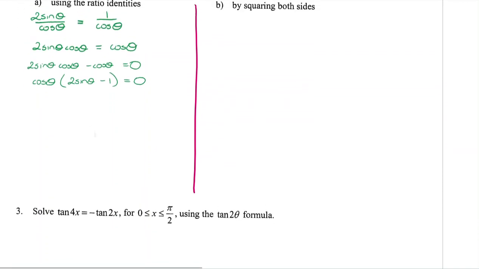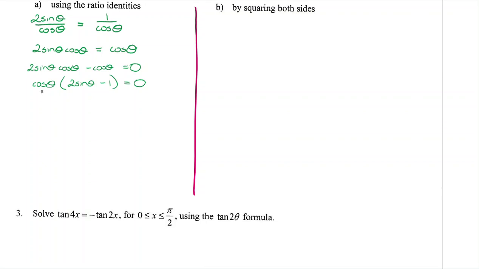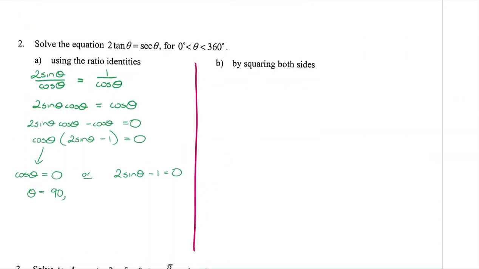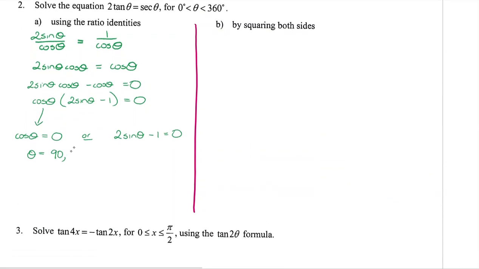Okay, so using null factor, I'm either going to get solutions from this cos theta, either cos theta equals 0, or the bracket would equal 0, which means 2 sine theta minus 1 equals 0. Where in degrees does cos theta equal 0? 90. So theta equals 90. There's another one. We're asked to solve between 0 and 360. 270.